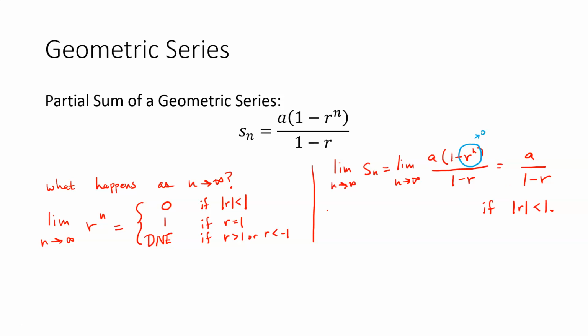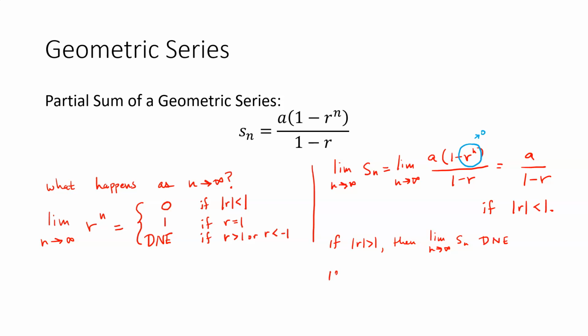So the question is, what about the other cases? If the absolute value of r is greater than 1, we'll notice that the series would be divergent, since the limit as n goes to infinity of r to the n doesn't exist. So if r is greater than 1 in absolute value, then the limit as n goes to infinity of Sn does not exist.